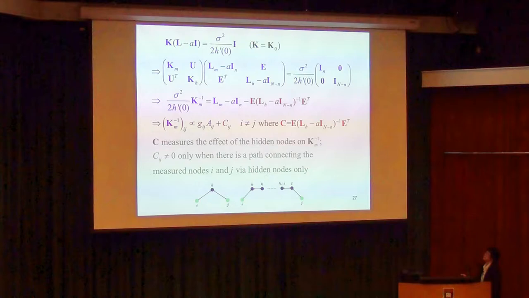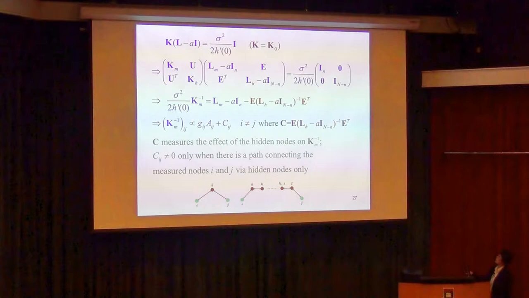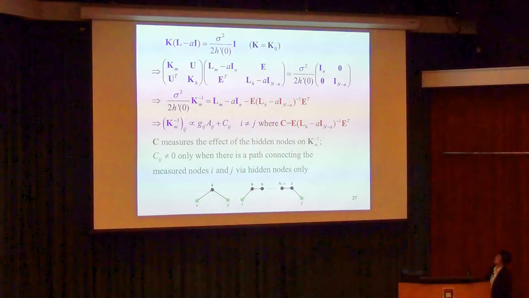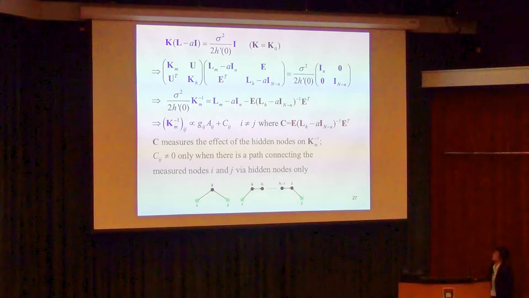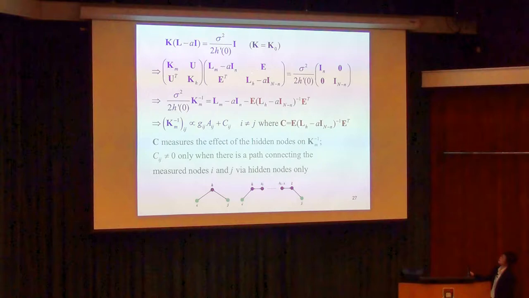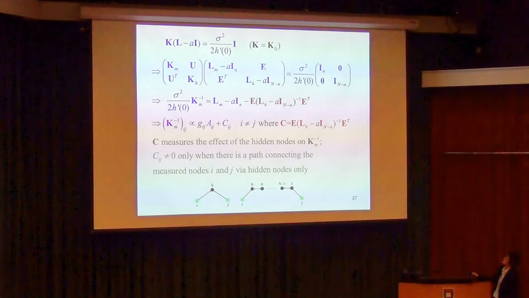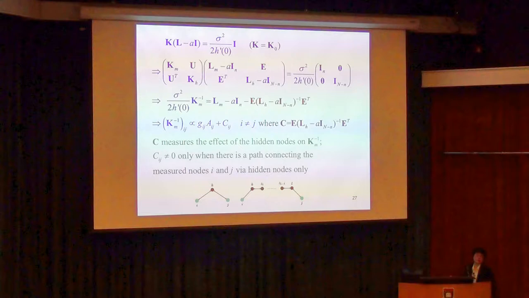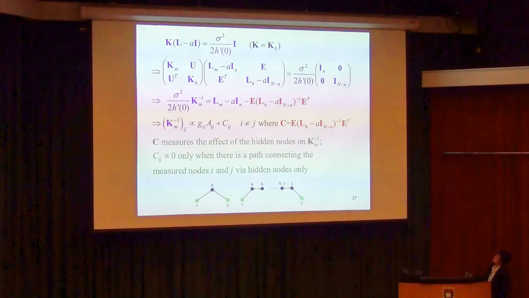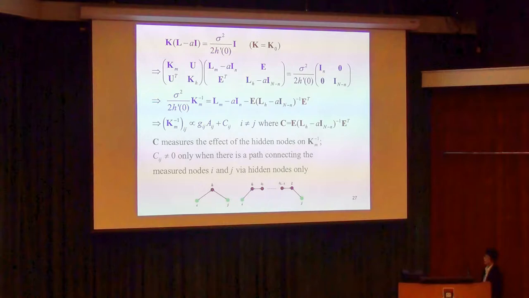The quantity in red will be the effect of the hidden nodes on the inverse of the covariance of the measured nodes, and this effect of the hidden nodes can be summarized in this matrix C. It contains the product of three matrices. First is this E. E is the connection between the hidden and the measured nodes, this matrix here, and this LH is related to the hidden nodes. L is the Laplacian matrix you can construct from the adjacency matrix. So you just get this quantity: the hidden nodes and also the relation between the measured and the hidden nodes.